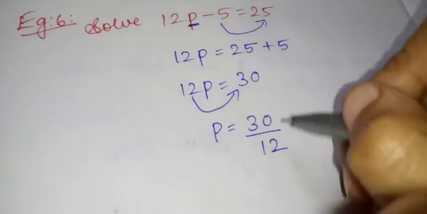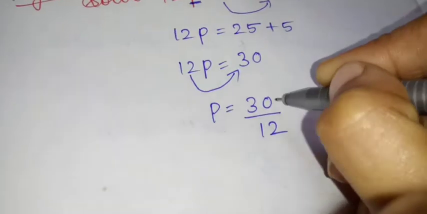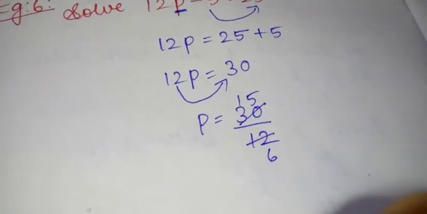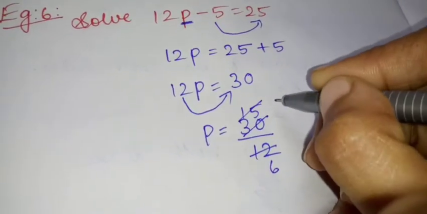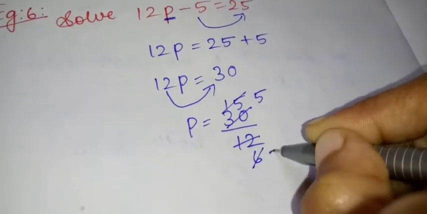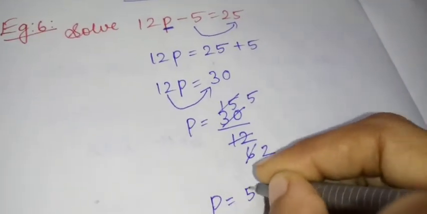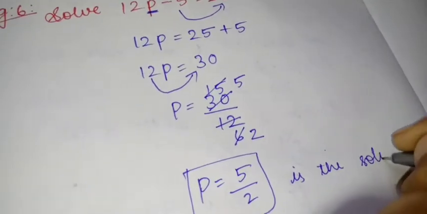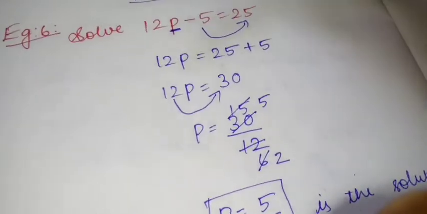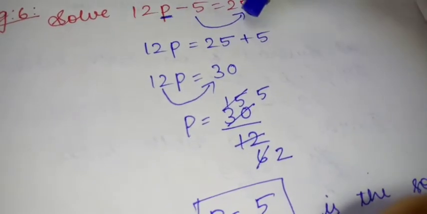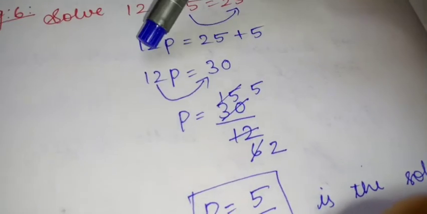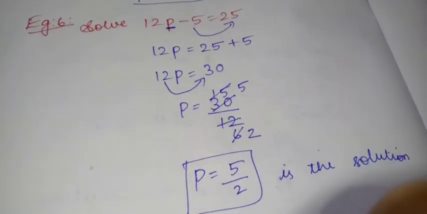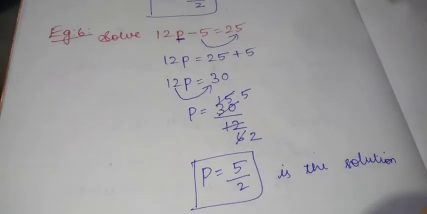If there is any possibility to reduce this, yes. In the 2 table, 6 times 2 is 12, and 15 times 2 is 30. In the third table, 5 times... 2 times. So p is equal to 5 by 2 is the solution of the given equation. What I have done: I brought this minus 5 toward that side, so it becomes plus 5. Then 12, if it goes that side, becomes division by 12. Cancelling, p is equal to 5 by 2 is the solution of the given equation.